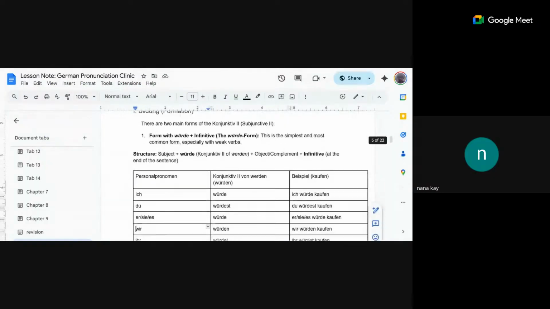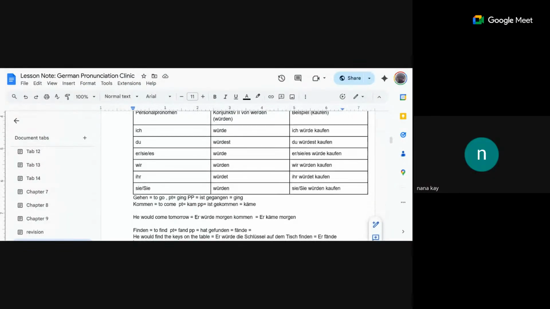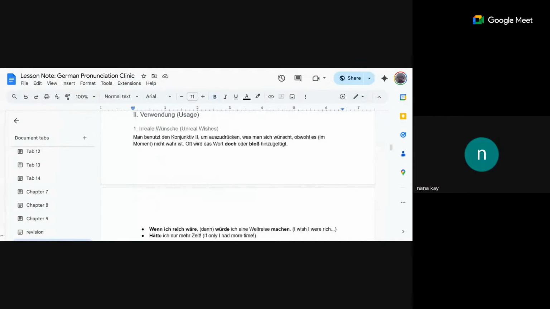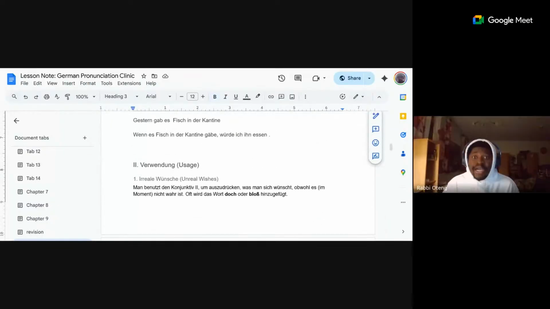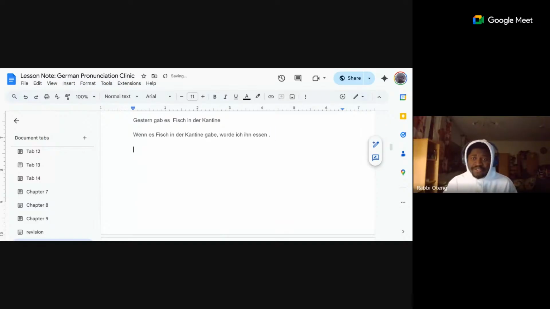Which one will you choose? Happy is an adjective. We use the verb when we use the verb plus the verb in infinitive. So in this case, normally the verb would be würden sein, but würden sein is wäre.